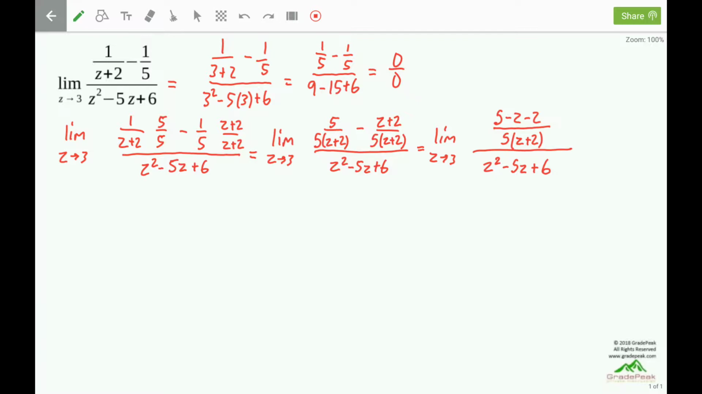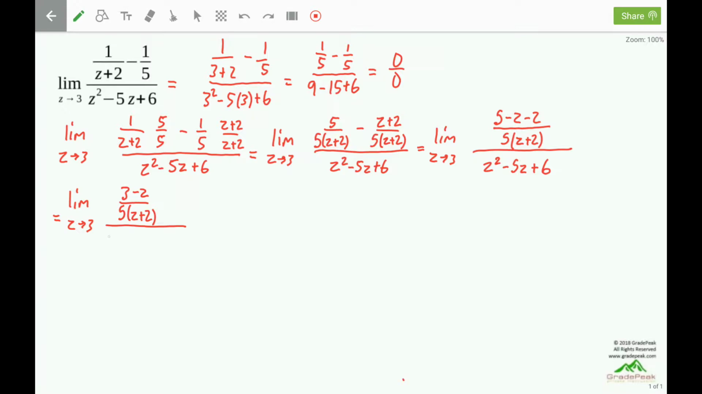I'm going to combine the numerator together. The 5 and the negative 2 can combine, and that will give us limit as z goes to 3 of 3 minus z over 5 times z plus 2. Notice I'm not distributing that 5 into that z plus 2. It's better to keep it factored. Factored versions will often have the cancellation, and we're looking to be able to do that here.